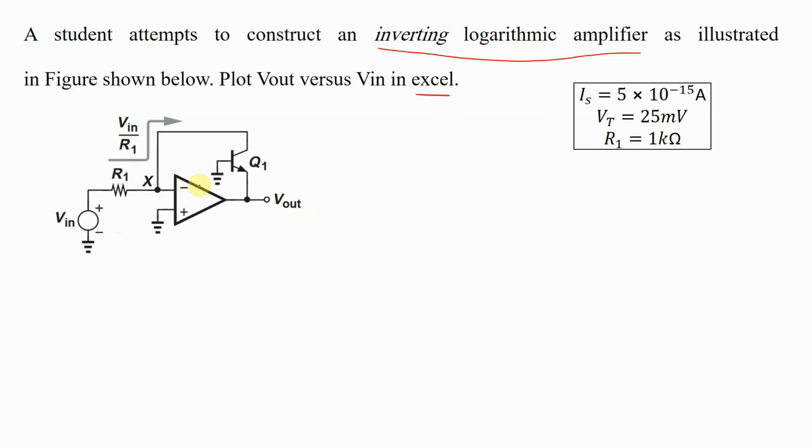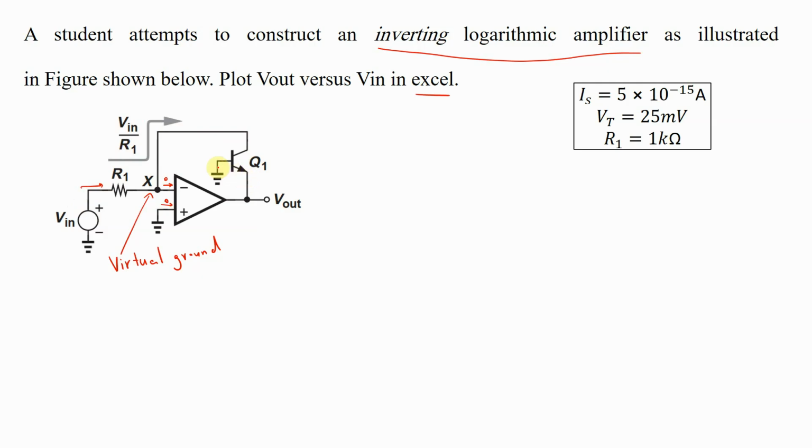Now, this is an ideal op amp. So in an ideal op amp, these two nodes are the same. So if this is ground, this is also ground, or we can call this one a virtual ground because it's not actually grounded. And the input current of the op amp is 0. So this current, which is V in minus 0 divided by R1, goes through this bipolar NPN transistor.